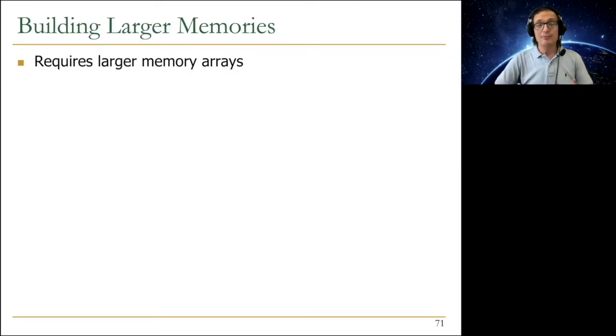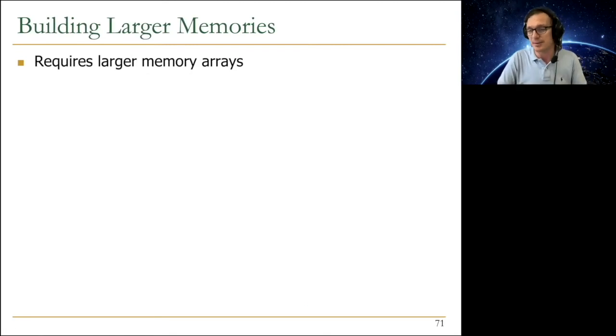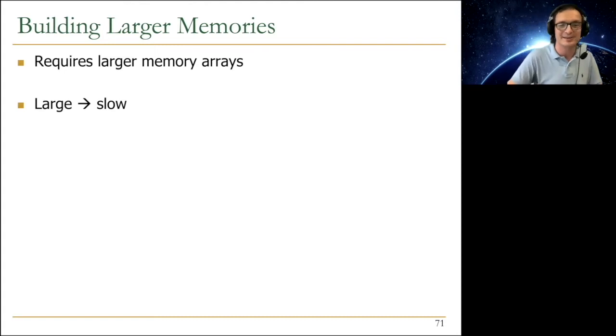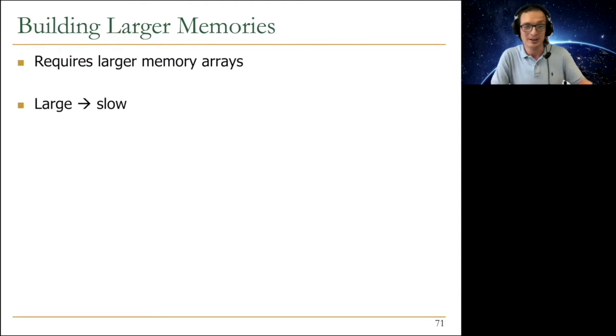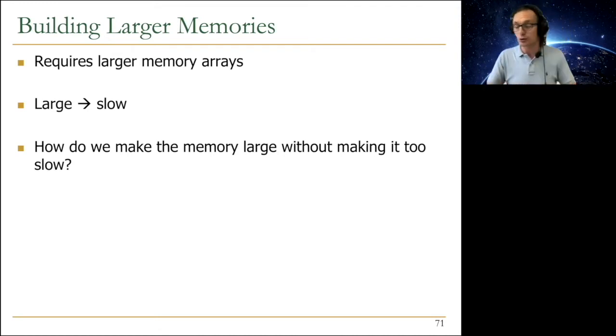Okay, so now building larger memories. Now I'm giving you a single bit over here, but you build an array of these bits, and building larger memories requires larger memory arrays, clearly, right? If you want higher capacity, which we do, I hope I motivated you with the real workloads, you need larger memory arrays. Unfortunately, there's this fundamental thing that says large is slow, and that's true. Otherwise, it's magic, basically. That's very fundamental. So the question is, of course, how do we make the memory large without making it too slow? And that brings us to the hierarchical structure of modern memories, basically.